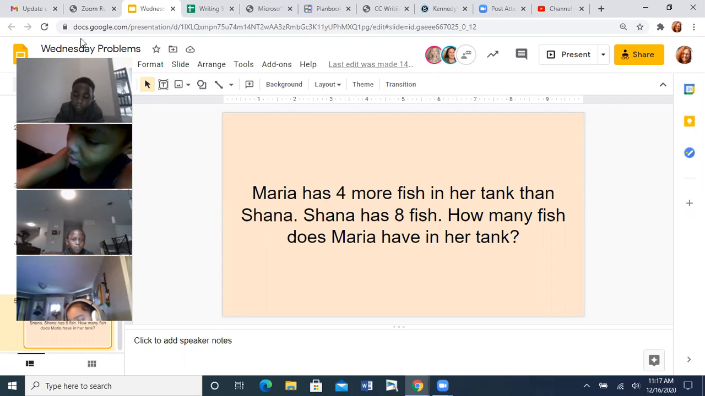What else do we know, Jalen? Maria has 4 more fish in her tank. Yeah, so Maria has 4 more than Shauna does. So we know Shauna has 8, right? Yeah. Okay, so I want you to draw Shauna's fish right now. So here's Shauna's fish. Nice circles and a nice straight line. 2, 3, 4, 5, 6, 7, 8. Draw your 8 Shauna fish.